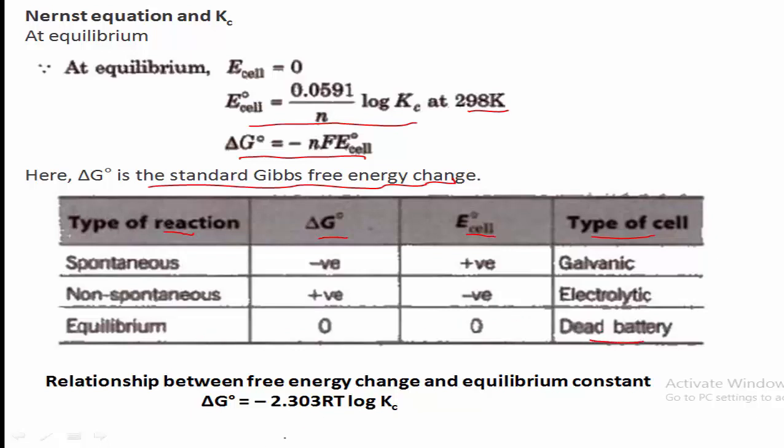And the relationship between free energy change and equilibrium constant is given by delta G naught is equal to minus 2.303 RT log Kc. So these three are very important relations. Remember these relations. Based on these relations, questions can be asked.